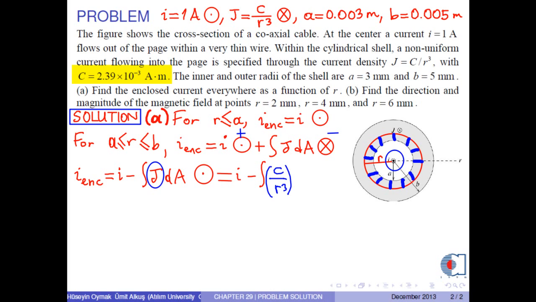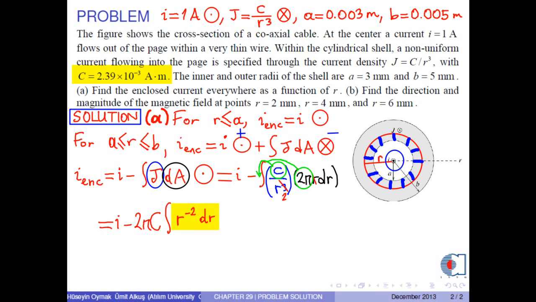J is C over r cubed, dA is 2 pi r dr, and r cubed is simplified by r. The constants 2 pi and C can be taken outside the integral sign. So the enclosed current becomes I minus 2 pi C times the integral of r to the negative 2 dr. The integral limits are a and r.